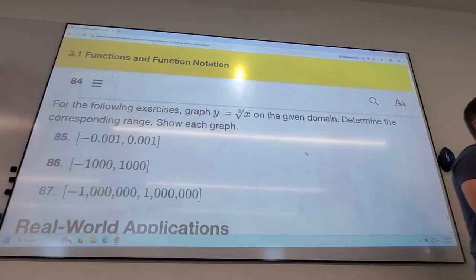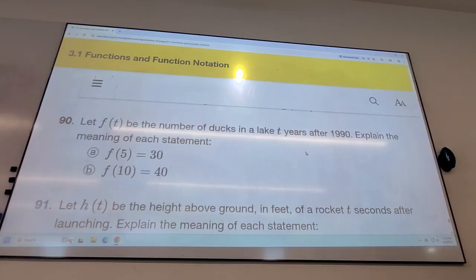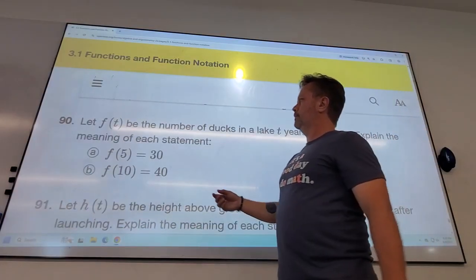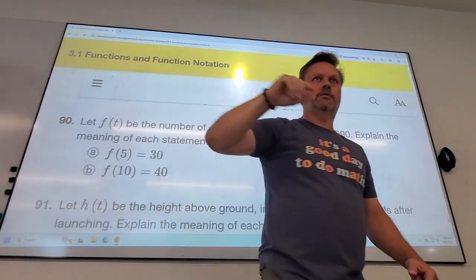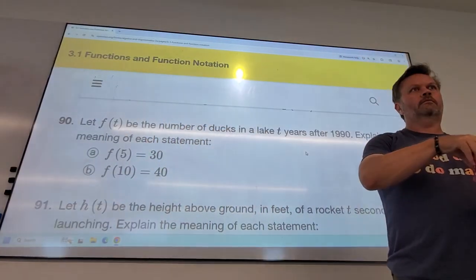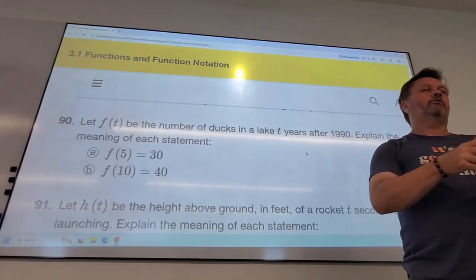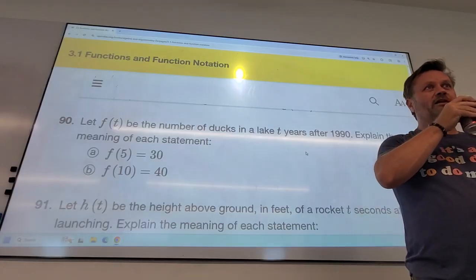Number which one? 90? Oh, that's the one. I was about to say, is that the one about the ducks? All you got to do, the number on the inside is related to t, and what's t measure? Since 1990. So what would a 5 mean in place of t? We're in 1995, yes?